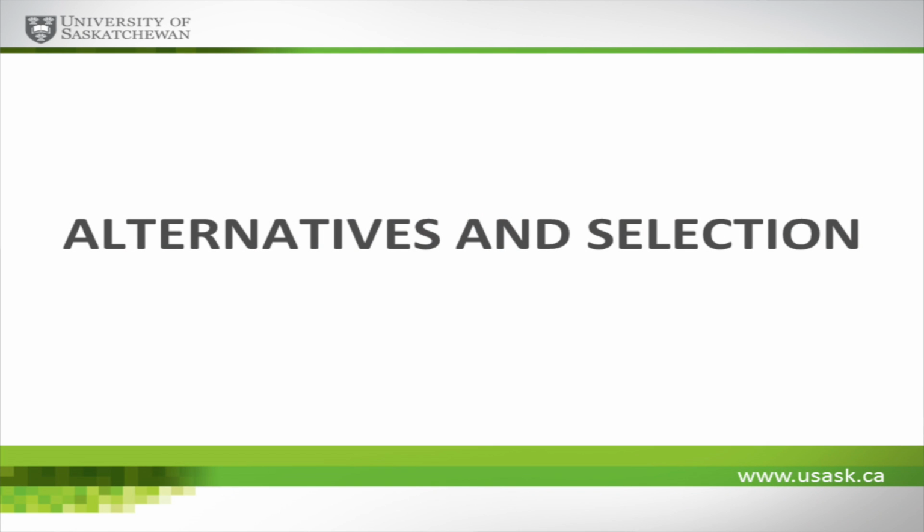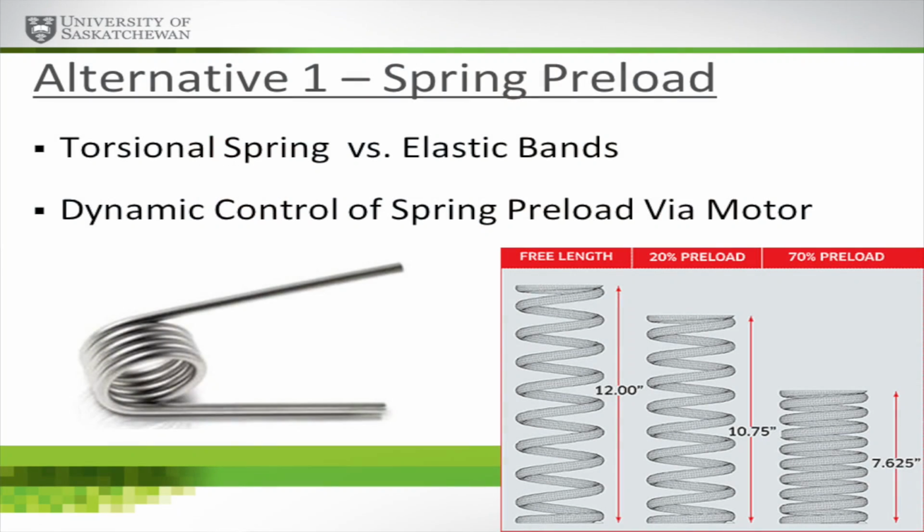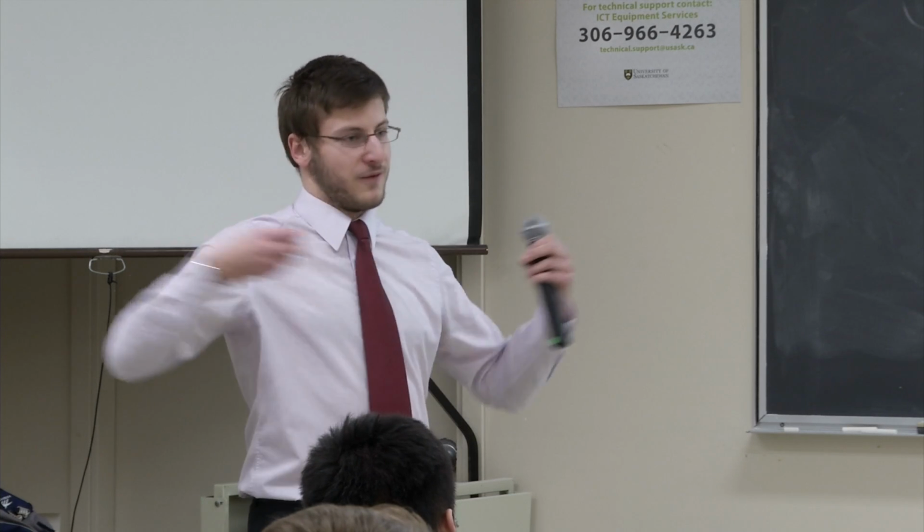So with all that said, let's get into some alternatives. These are basically design options I considered. Alternative one was looking at using a torsional spring and dynamically adjusting the spring preload. So what you would do with this alternative is you'd basically remove the rubber bands altogether, and you would use one of these guys. This is a torsional spring, and it basically works like a normal spring, except instead of stretching it or compressing it axially, you just twist it back and forth.